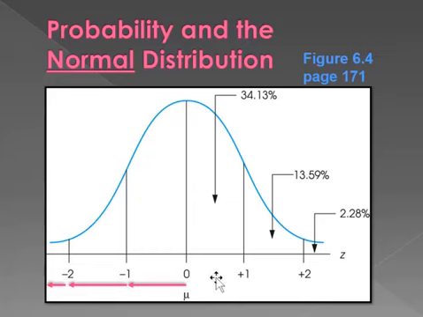And of course, the same is true for below the mean, right? Because it's a symmetrical distribution, if 34.13% of all of our scores should fall between 0 and +1 standard deviations above the mean, well, then because this is symmetrical, 34.13% of all of our scores should fall between 0 and -1 standard deviations from the mean. Same thing, 13.59% should fall between -1 and -2, and so on.